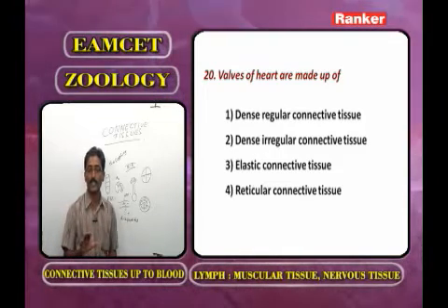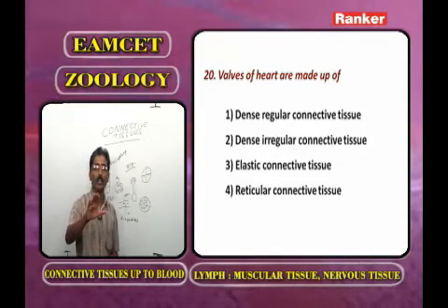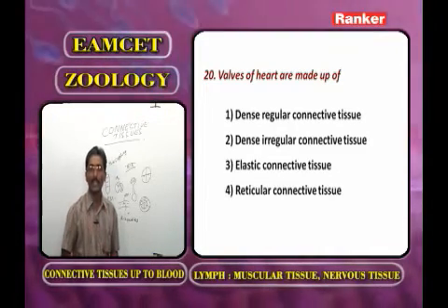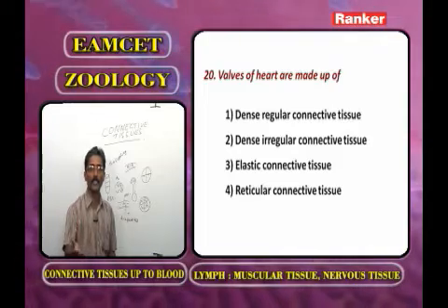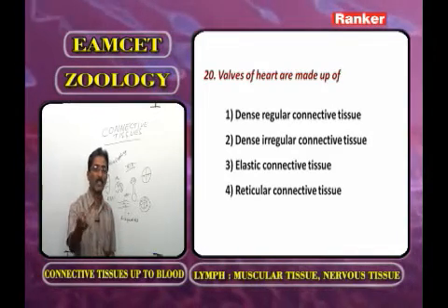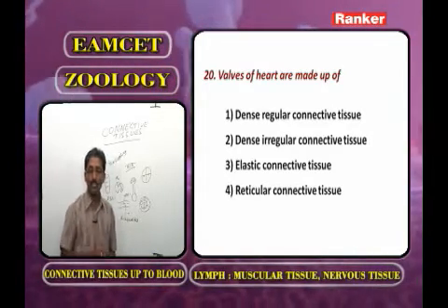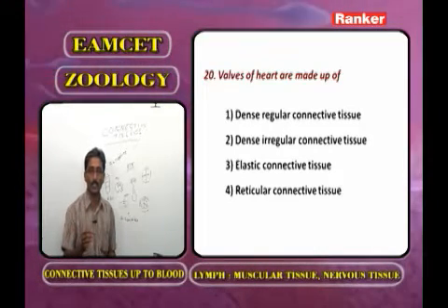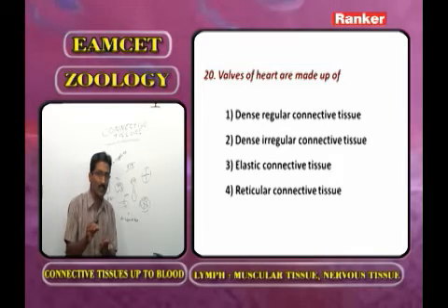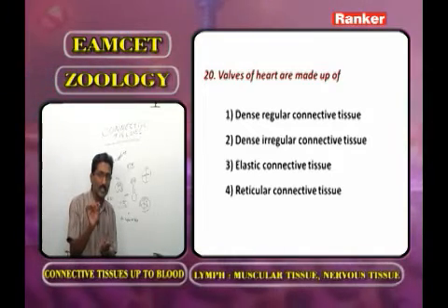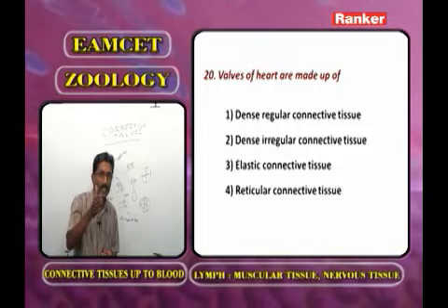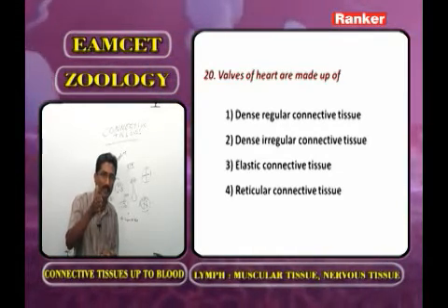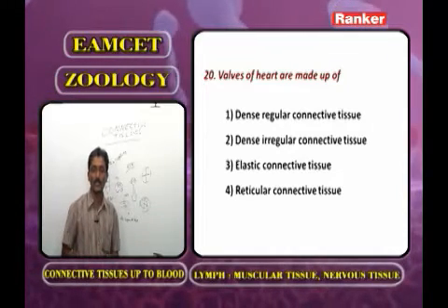One option is dense regular connective tissue. Dense regular connective tissue is present only in the tendon and ligament. Now what about the dense irregular connective tissue? It is present in the perichondrium, in the periosteum, in the pericardium, etc. Now the next one is elastic connective tissue and the last one we call reticular connective tissue. Now you have to identify the answer for this question. I have given some clues regarding this question. The dense irregular connective tissue is present in the periosteum, perichondrium, pericardium, etc. Now what is the correct answer for this question? You have to identify.